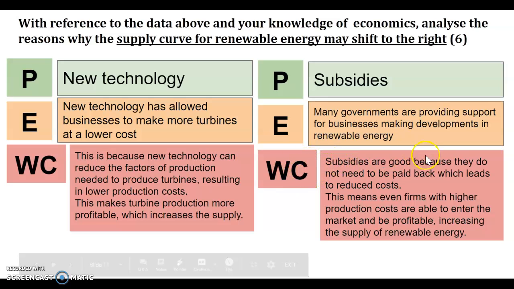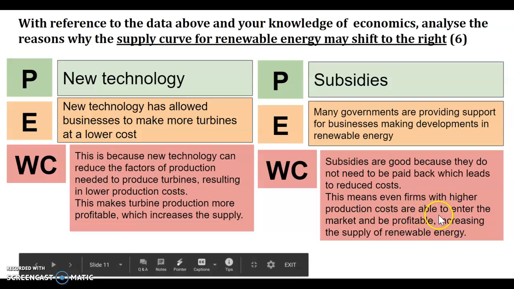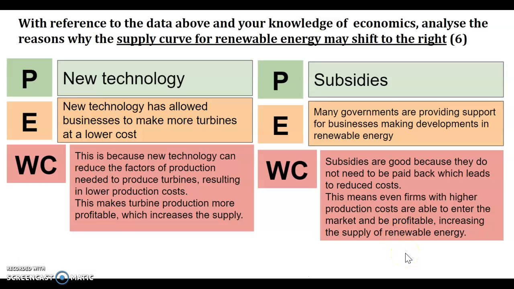Okay, with the subsidies, the why and the consequences. So why? Subsidies are good because they do not need to be paid back, which leads to reduced cost. The consequences on the supply curve. This means even firms with higher production costs are able to enter the market and be profitable, increasing the supply of renewable energy. So this is the PEWC structure of a 6-mark question with that example.